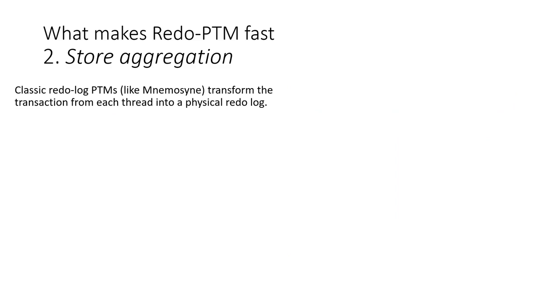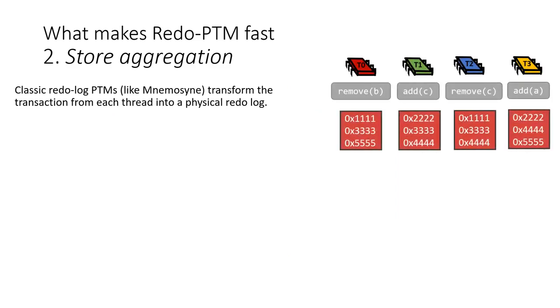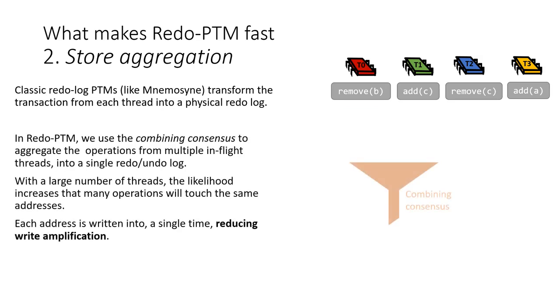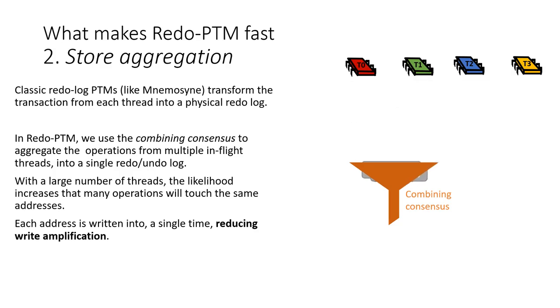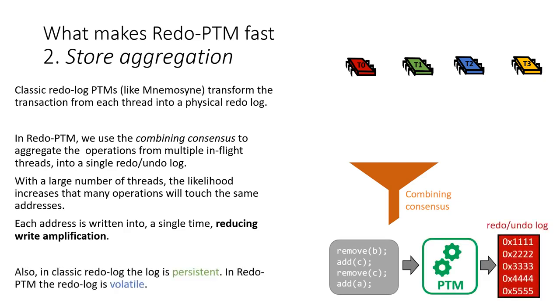In previous PTMs, like Mnemosine, the transaction is transformed into a physical redo log, described here in red squares. In redo-ptm, we don't do that. Instead, we use the combining consensus by RLI to aggregate multiple in-flight transactions into a single one and then create an undo-redo log of all of them. If there are stores to overlapping addresses, each of those addresses is written a single time, which reduces write amplification.